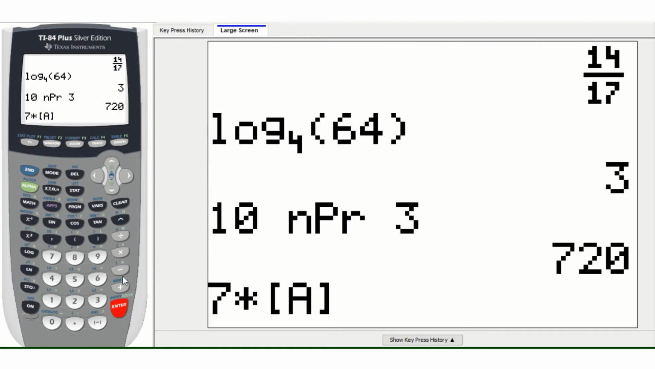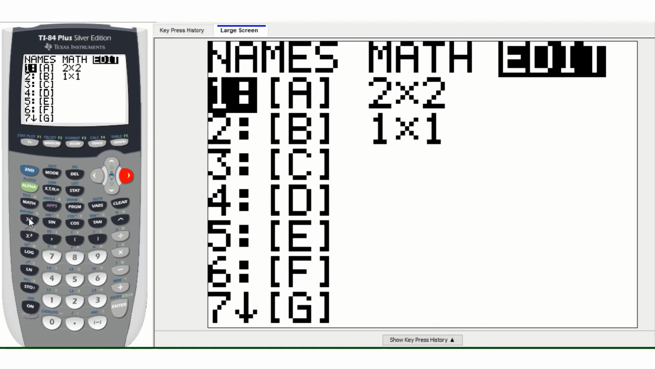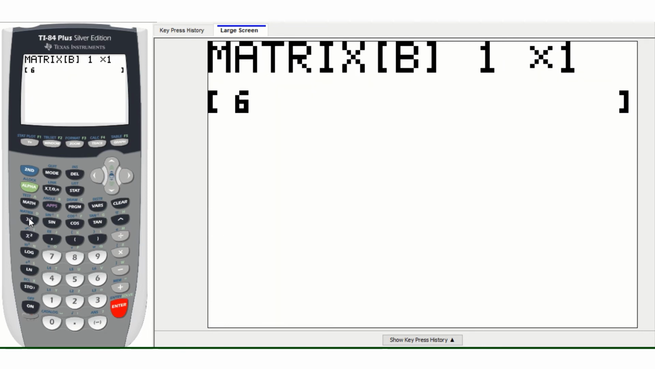And then minus, I'm gonna create the next matrix. So go back to matrix, second to get to matrix. I need to edit thing B. It doesn't matter what letter you pick, but I'm going to pick B. And that's also 2 by 2.